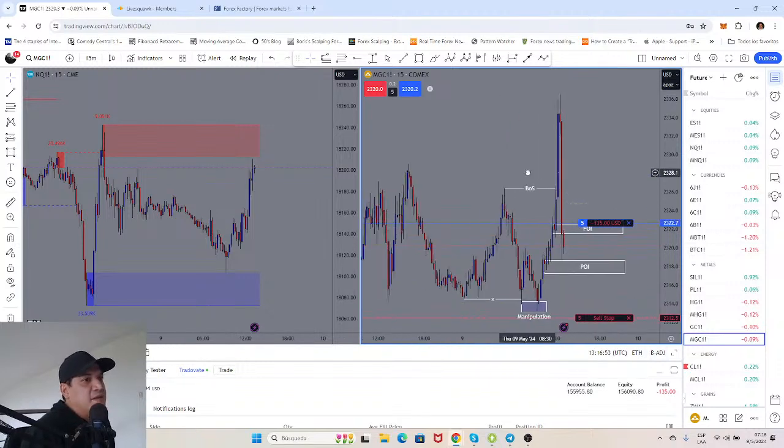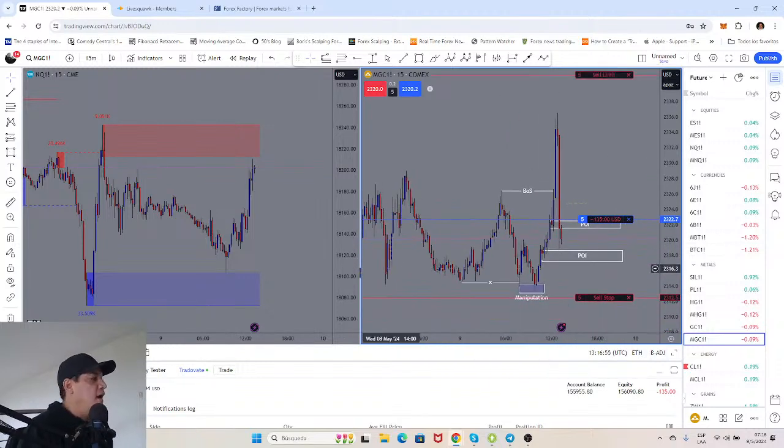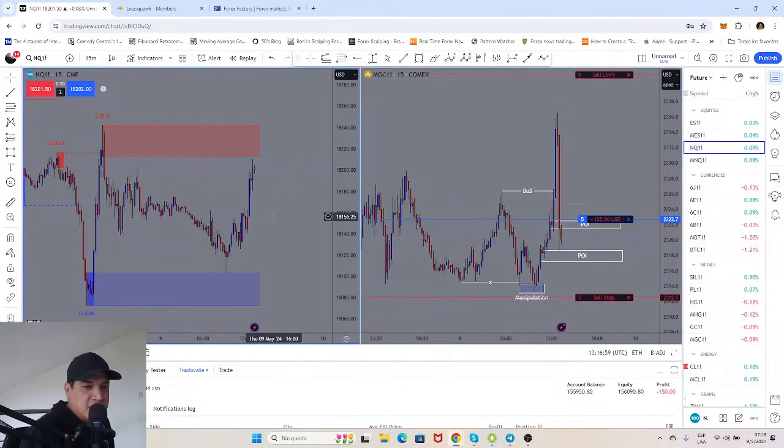So that's my gold. I'm just waiting for the Nasdaq to liquidate either the upside or the downside to get myself involved in a little bit of a trade.